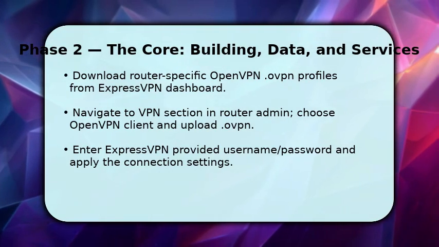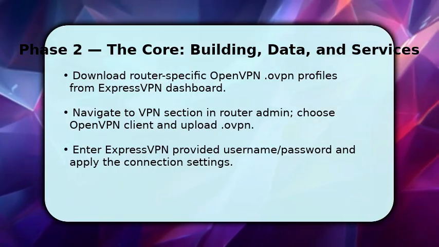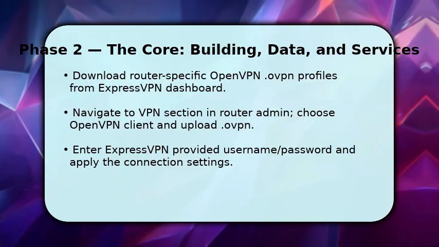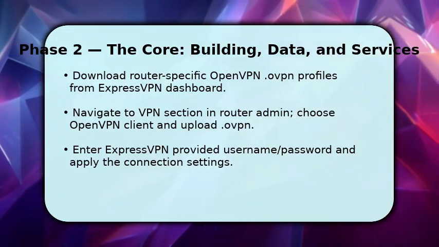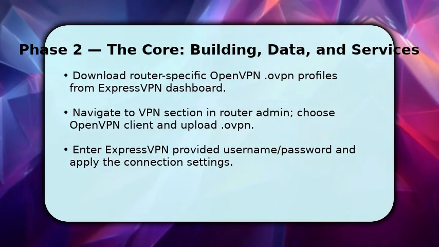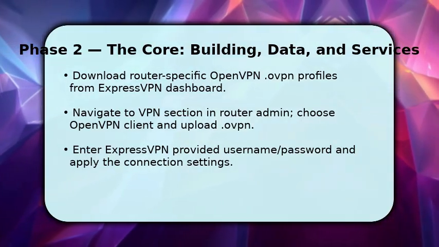Next, download the OpenVPN configuration file for your chosen server from the ExpressVPN dashboard and keep the username and password handy. Then in the router admin, go to the VPN or OpenVPN client section and upload the OpenVPN file. This tells the router how to reach ExpressVPN.